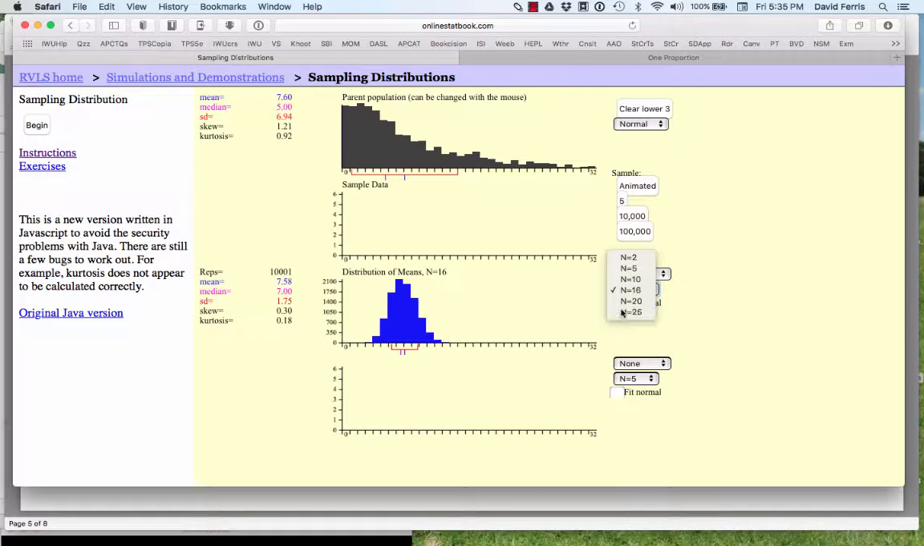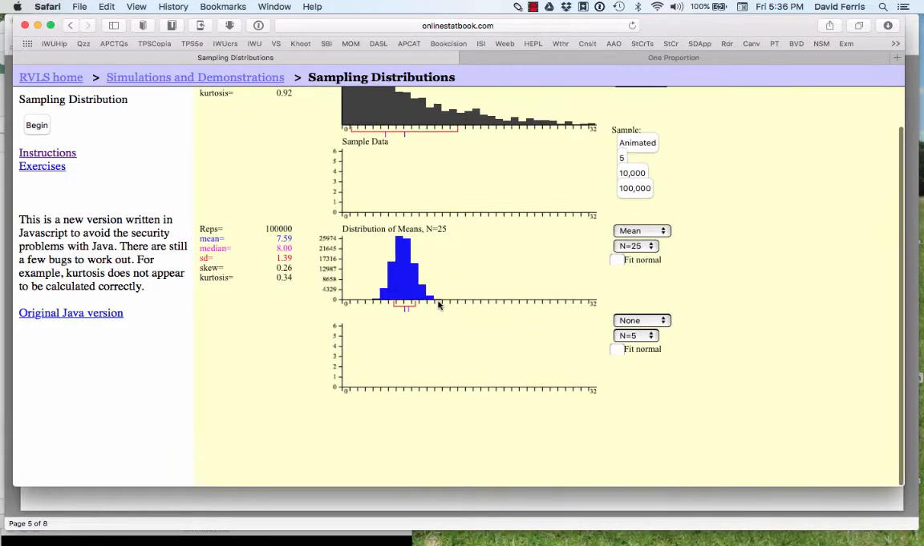So if you bump it up to 25 and do a bunch of them, it's even smaller yet, and it's getting more normal. That's a little hard to see with this simulation, but that's also a truth. When you have a larger sample size, the sampling distribution not only gets less variable, but it gets more normal. So we'll come back to that a little bit later.